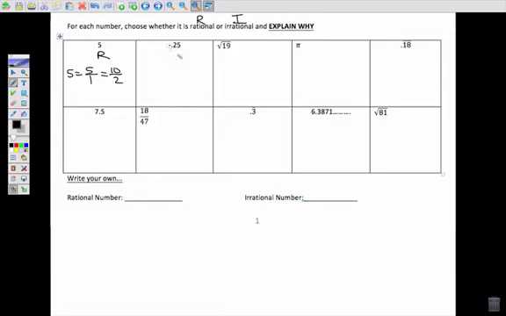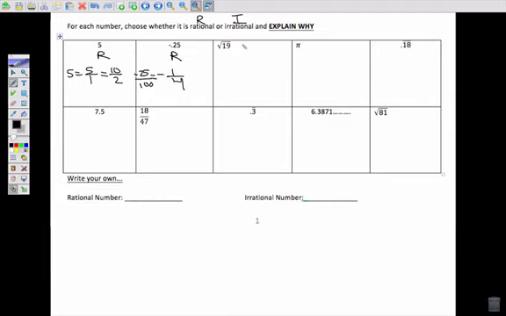Negative 25 hundredths is going to be a rational number because I can write it as negative 1/4. If you don't know that that's negative 1/4, you can use the decimal system to know that it's negative 25 over 100, which is equal to negative 1/4. But regardless, it's a fraction, a rational number.